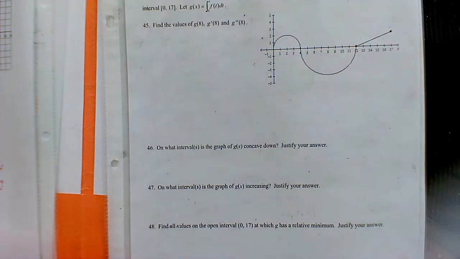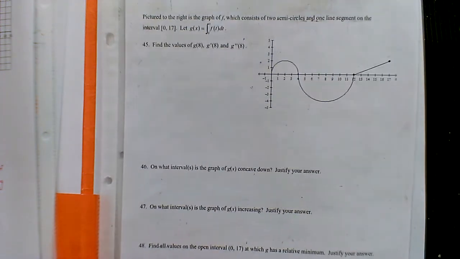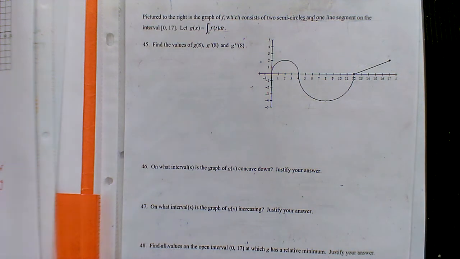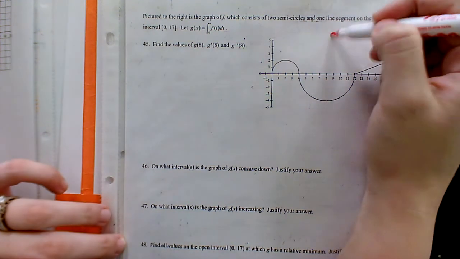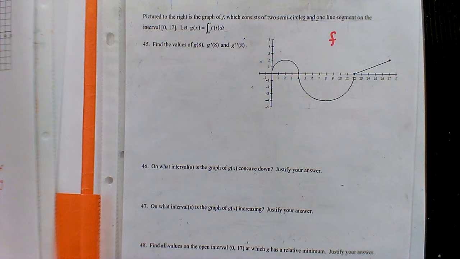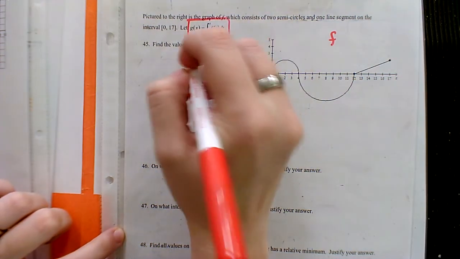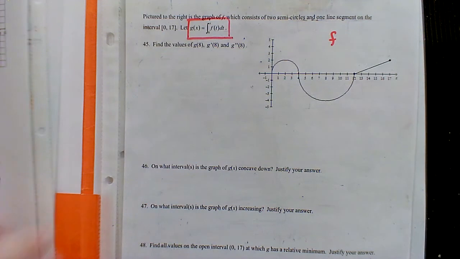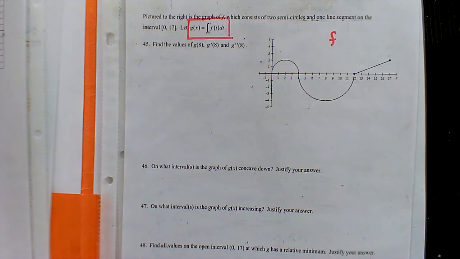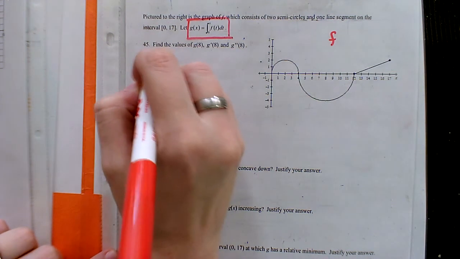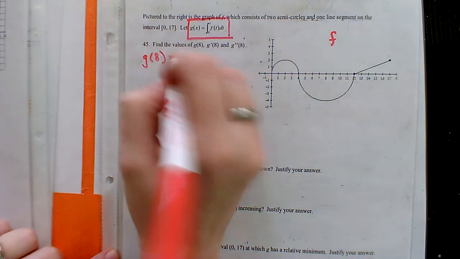We're good to go. Let's try one that's very similar. Okay, pictured to the right is the graph of little f, two semicircles and one line segment. Let g be the function defined as the integral of little f, specifically from 0 to x. Find the values of g of 8, g prime of 8, and g double prime of 8. Okay, let's just start with the first one. G of 8. What are we going to do with that 8?